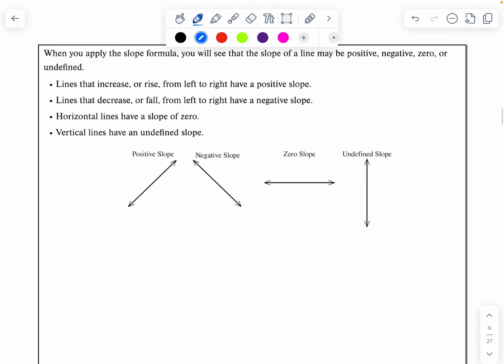Lines that increase left to right are positive slope. Decrease left to right is a negative slope. If they don't increase or decrease, they're a 0 slope. And if you have a vertical line, try to drive your car up that hill. That is undefined. That's an undefined slope.